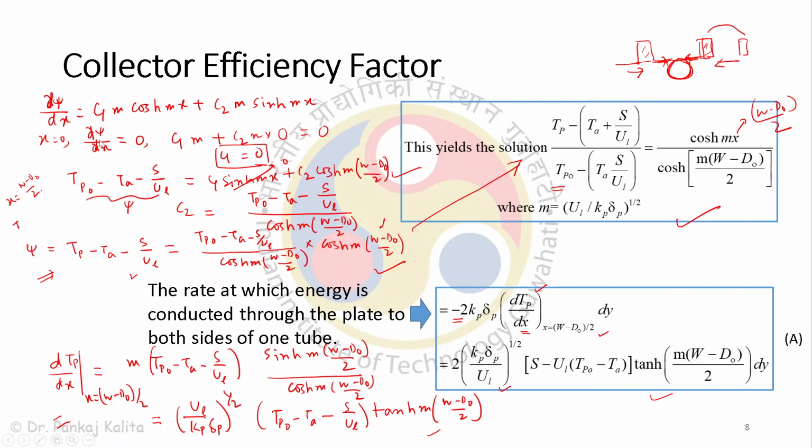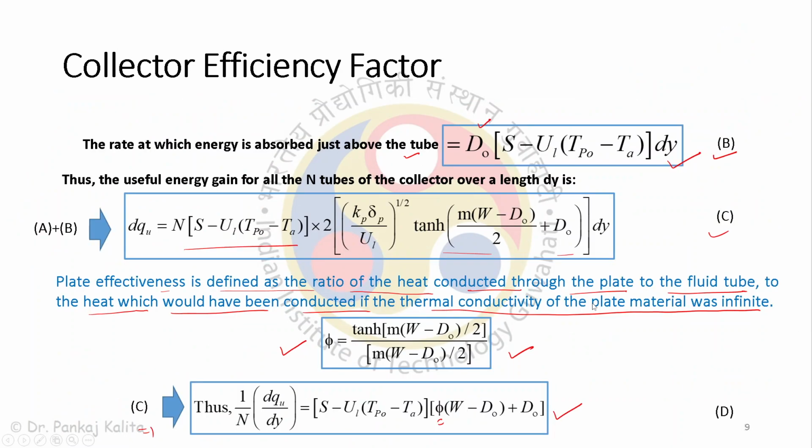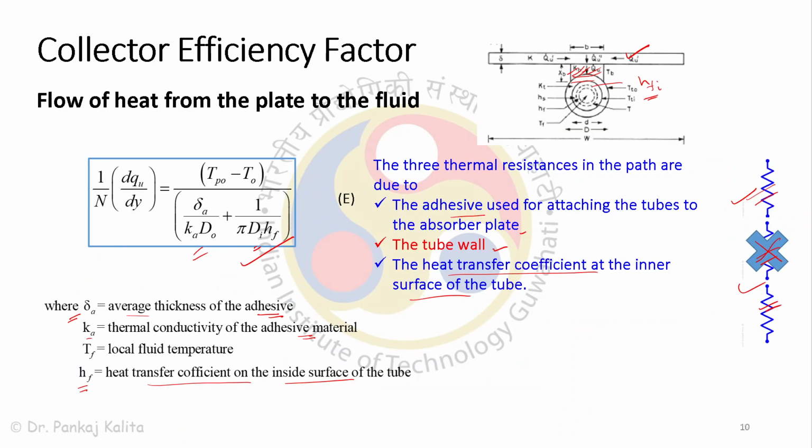Differentiate this, put this in that, and then differentiate, and you get this value by solving it. So this is how you solve it. I won't go much into the detail of solving it because it will take 1 hour itself to explain all these things. So please watch the lecture, that will be much more helpful. Then you have collector efficiency factor and how it is calculated. These are basically concepts of fins in heat transfer that are being utilized here.